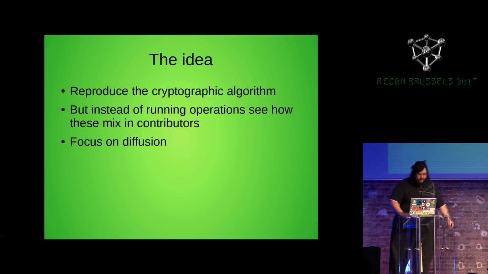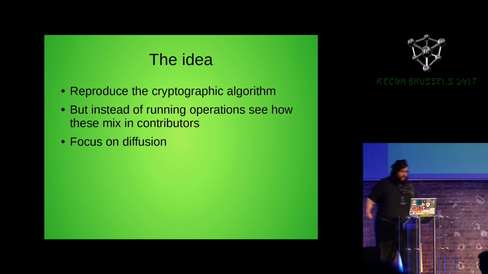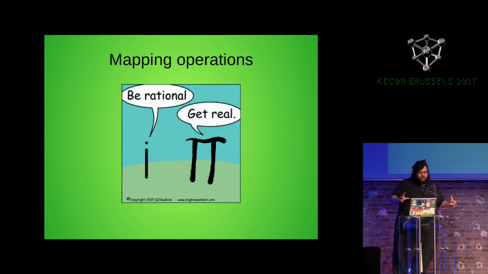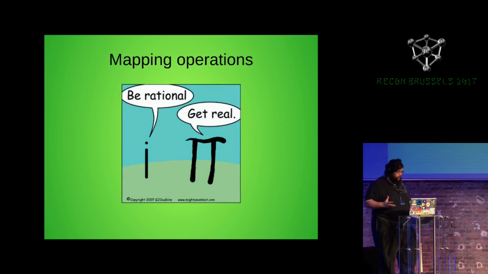Okay, so what is the idea? We want to reproduce the cryptographic algorithm, for example, our implementation of AES or Salsa20, ChaCha20, whatever. But instead of running all the operations, we are going to try to see how the operations mix together the different inputs that we are providing. So therefore, we are focusing on diffusion. So how can we map the operations in order to make that happen?